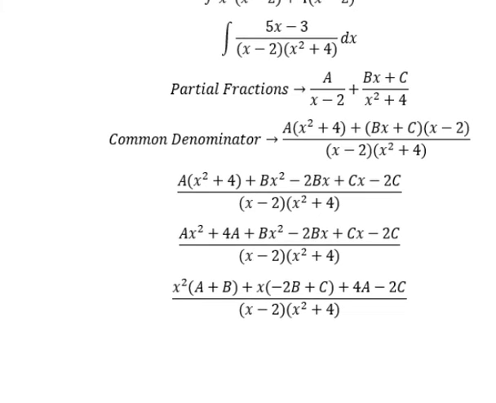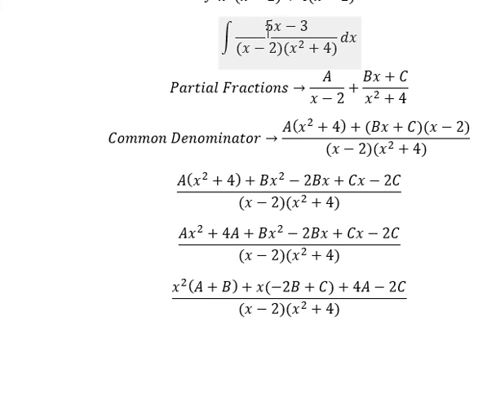Now, we need to compare coefficients. About s squared, we don't have s squared in here, so a plus b equals number 0. About s, we have negative 2b plus c, so this one equals number 5. About the number, this one equals negative number 3.